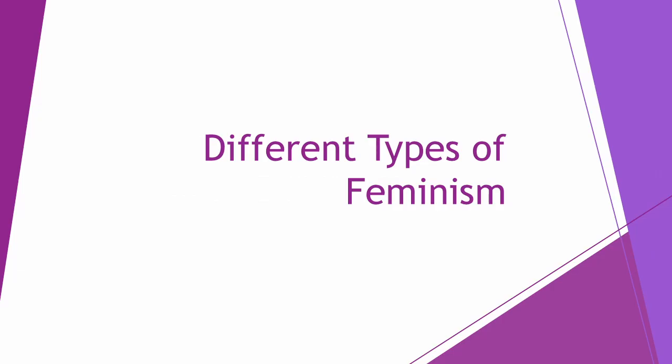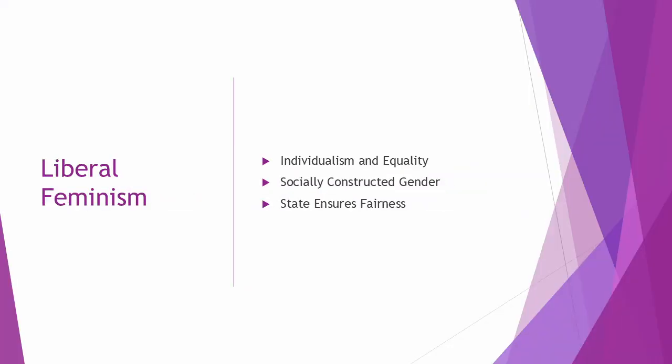The different types of feminism are liberal feminism, socialist feminism, radical feminism, and postmodern feminism. Liberal feminism is a strand of feminism that sees individualism as the basis of gender equality. The liberal feminist view on sex and gender is that gender differences are socially constructed and can be changed through education and reform. The liberal feminist view on patriarchy is that it exists through discriminatory laws and outdated social attitudes rather than being a fundamental structure of society.